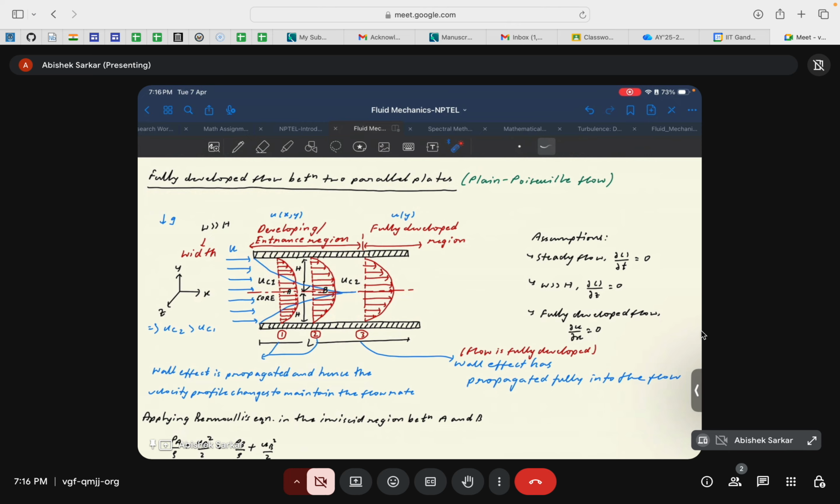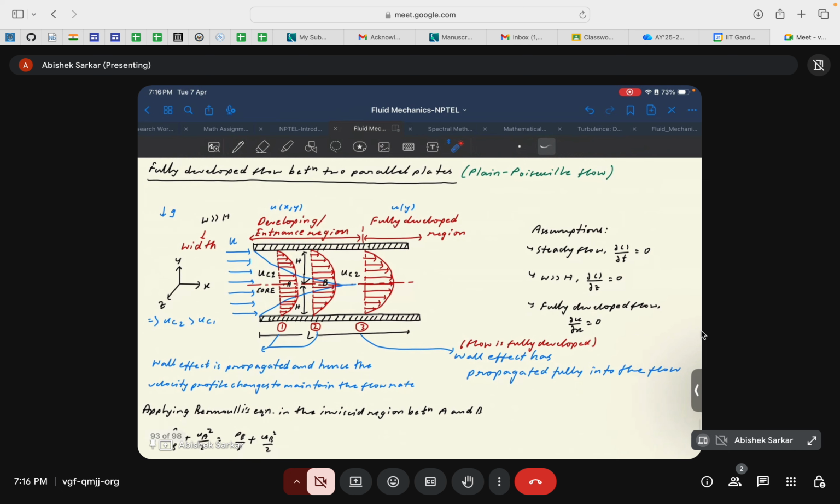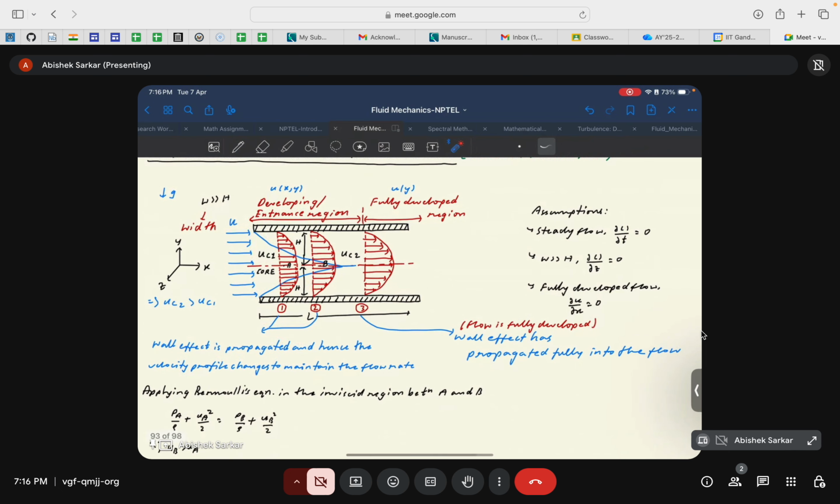Okay, I will encourage that. But for now, I will just skip it. Okay. So the conclusion that we reach is that at point A and point B, at point B the velocity is higher because of the wall effects, a simple understanding. And since both point A and point B lie in the potential flow region or the inviscid region, we can essentially apply Bernoulli's equation, if you remember.